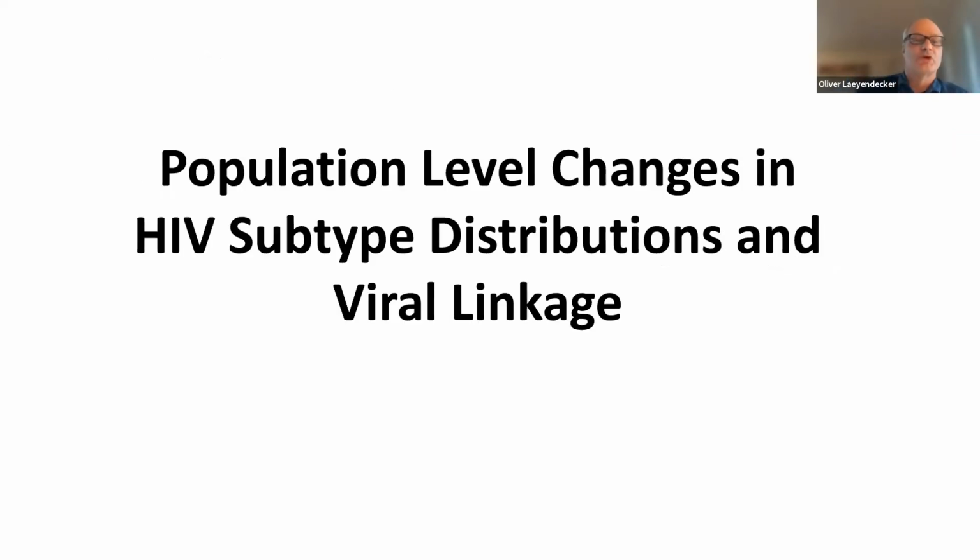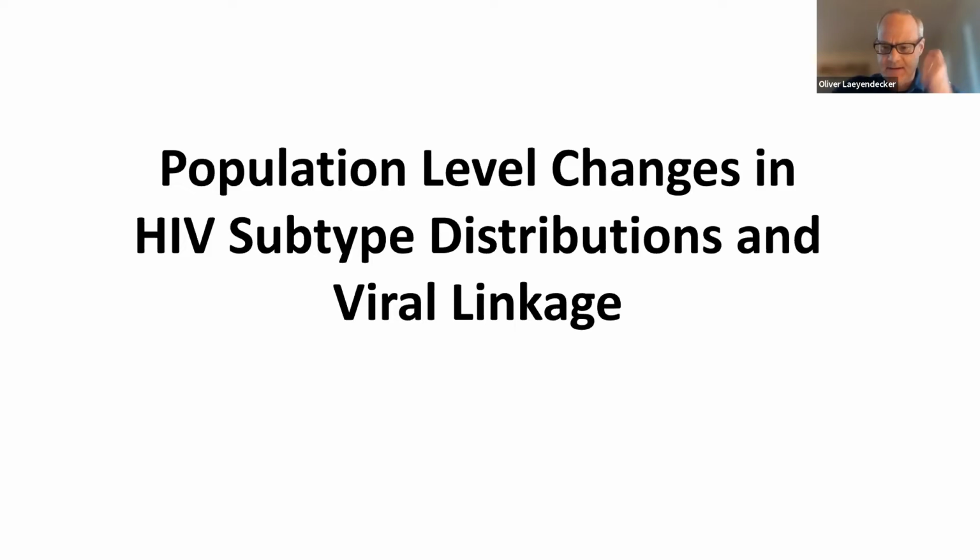Now, in Rakai, we have subtype A and subtype D, and A seems to be more infectious, and D seems to be more pathogenic. So if that's true, then on a population level, we should see subtype A replace subtype D.